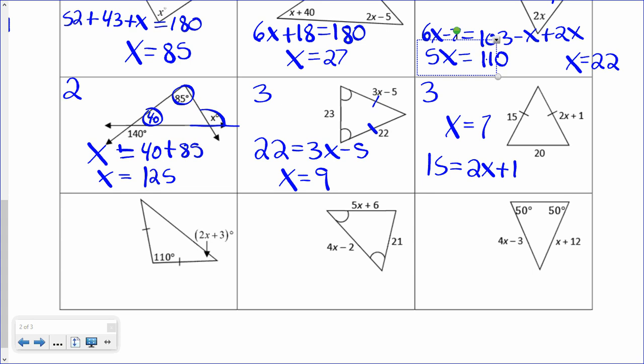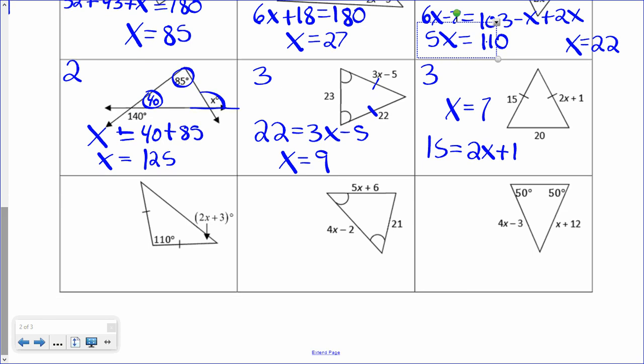Do I need the 20 at all? No. A lot of the times in these pictures, they will give you information you don't even need. So make sure that you're paying attention and only using the information that's relevant. Alright, so everybody okay with those first examples? Okay. What about this guy right here?